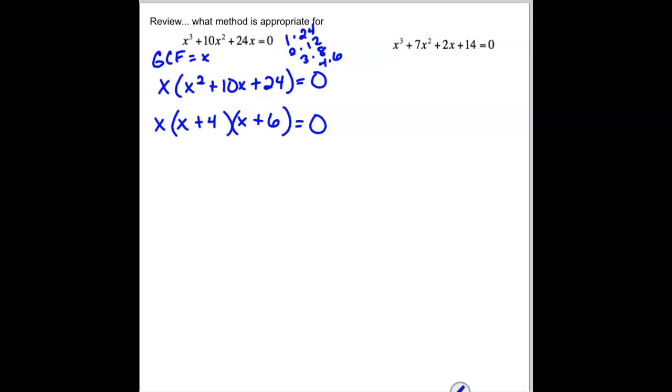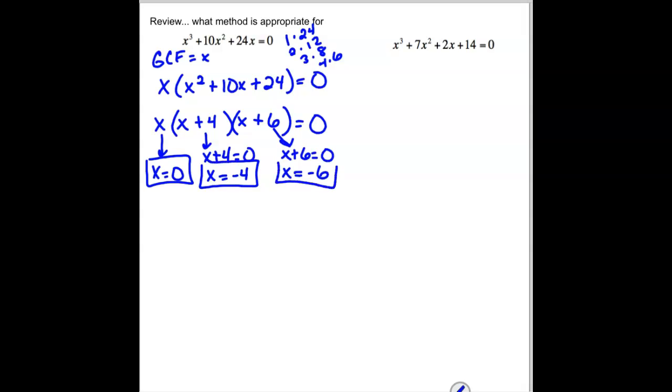All right, so we just factored the whole thing, and now we can set each factor equal to 0. X plus 4 equals 0, we would just have to subtract the 4 over. And for the 6, we would subtract it over. So our solutions are 0, -4, and -6.